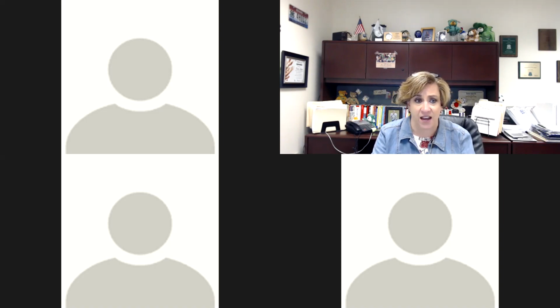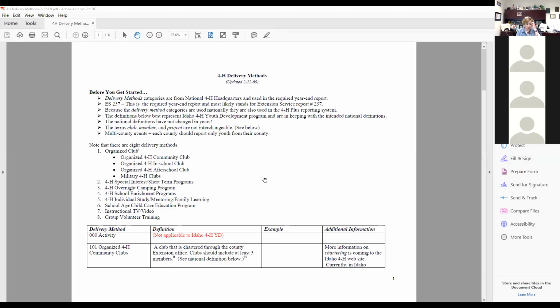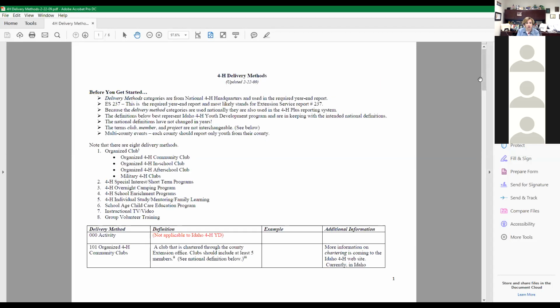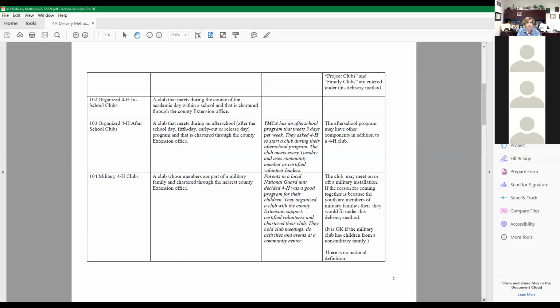I'm going to put this together for Nevada. This one is one I brought with me when I moved, and I like it because it gives good information. It gives a clear picture, I think, of this. So you've got the examples of the community club. Again, they're chartered. Those are the chartered groups. The in-school clubs, the after-school clubs, and the military clubs.